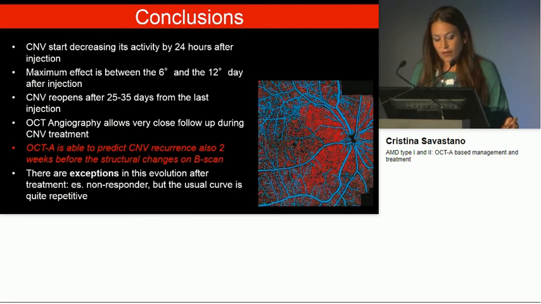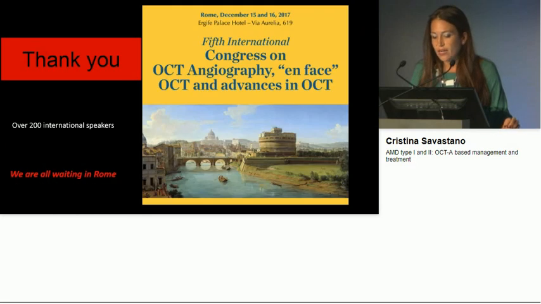The OCT angiography allows a very close follow-up during CNV treatment, and the OCT angiography is able to predict the CNV activity recurrence also 2 weeks before the structural change in the B scan. Obviously, there is some exception in this evolution after the treatment, like in patient non-responders, but usually the curve is quiet.